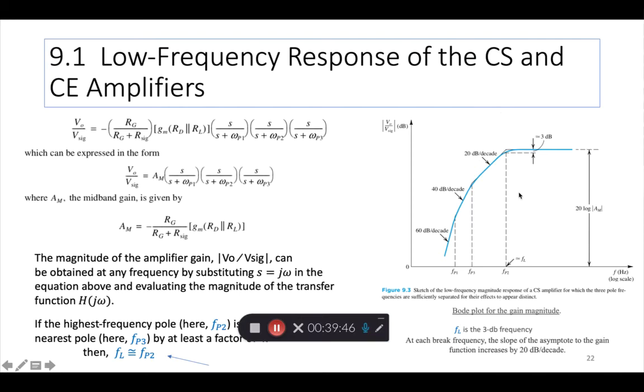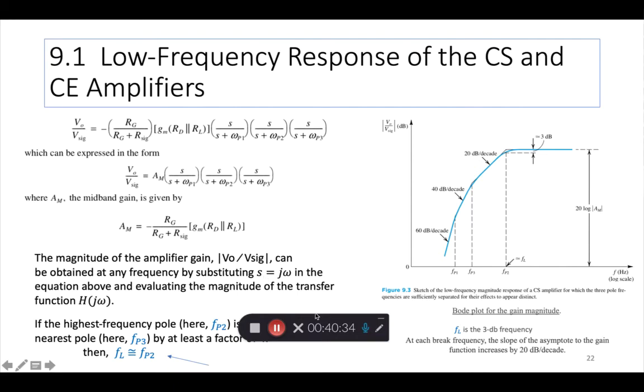Which is the most important break frequency? That's the question, right? Now, if you combine the effect of all this, and all this derivation can be a little tough to follow, but nevertheless you can see that the V output by V signal, which is the overall gain, can be written in terms of the AM, which is the mid band gain, which is assuming no resistance, no capacitances existed at all, meaning they all were zero impedance. Then that gain is called mid band gain, and the effect of the three capacitances then can be shown as a simple product in this form.